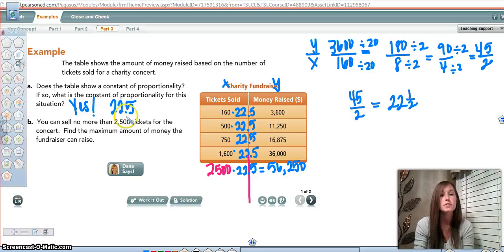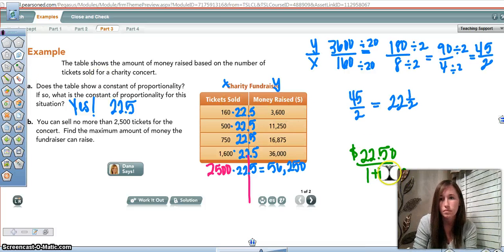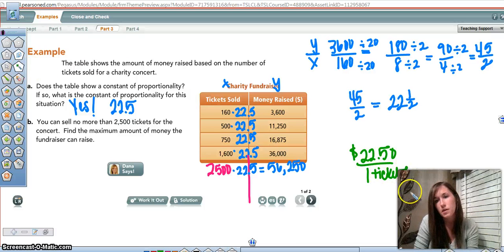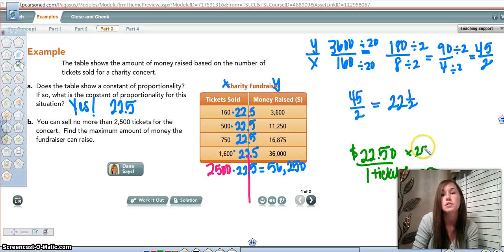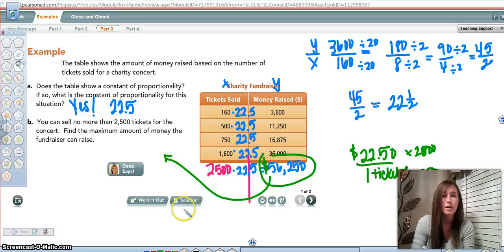Another way to think about this, though, is that constant of proportionality, remember, that's our unit rate. So it's $22.50 for one ticket. So if we wanted to know how much for 2,500 tickets, we would just multiply by 2,500, which is what we did. And we got $56,250 as our second answer there for part B.